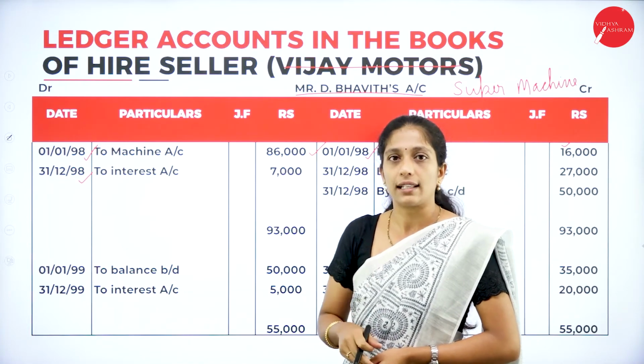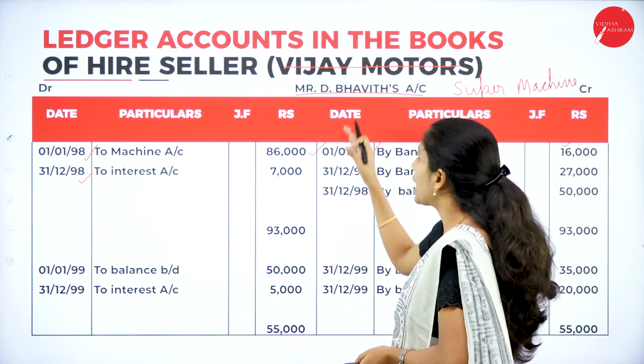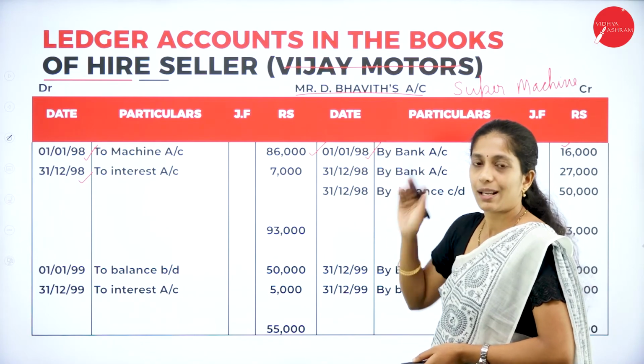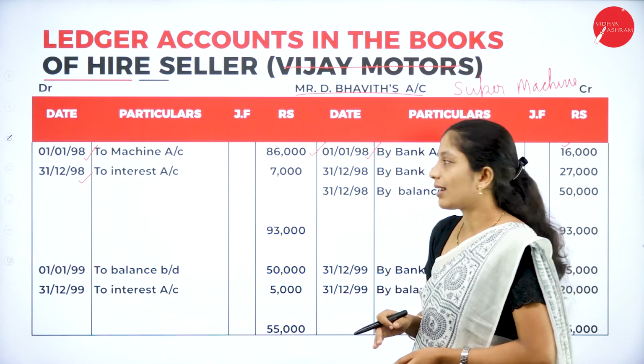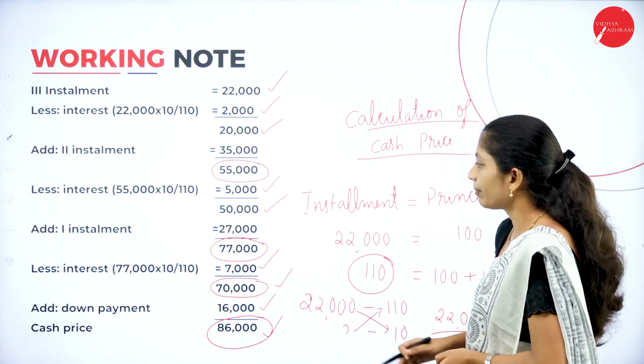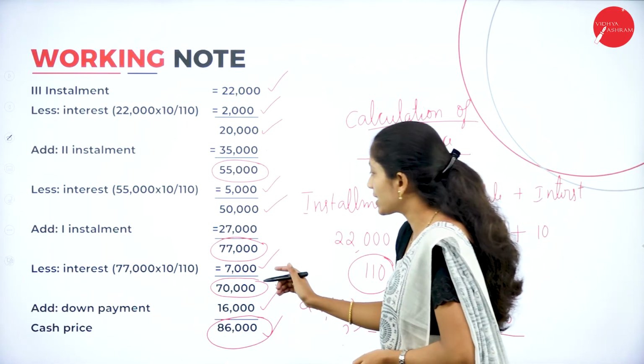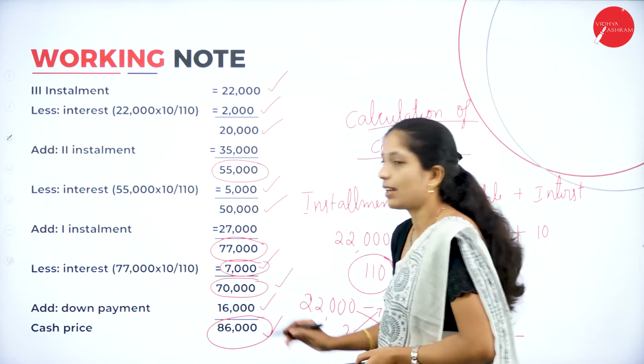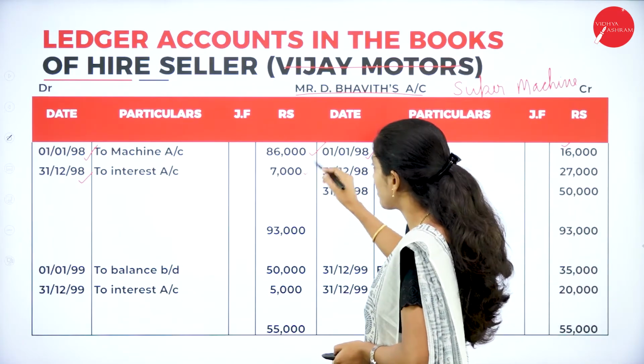So we have to calculate interest. What is the entry? Hire purchaser account, that is Mr. Bhavit's account, debit to interest account. Now, let us see what is the interest due in the first year. What is the interest due in the first installment? It is 7,000. Now, record that 7,000.